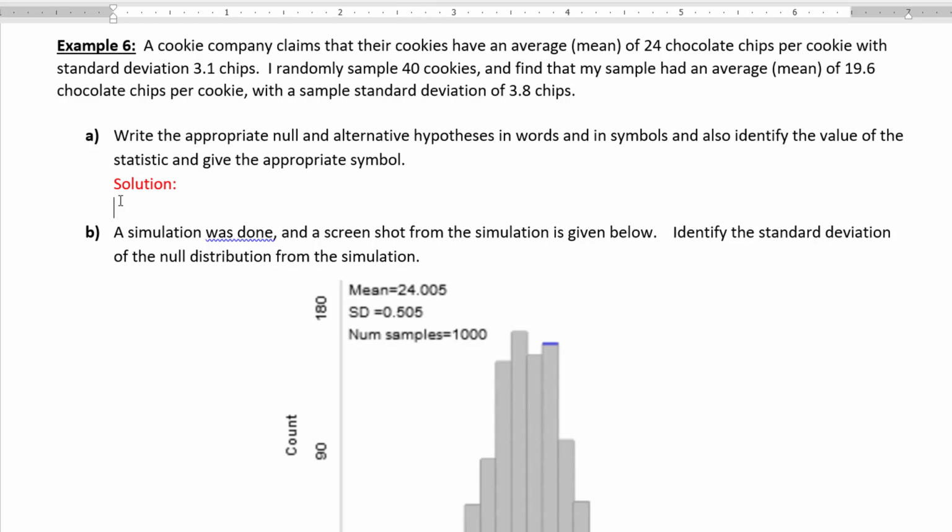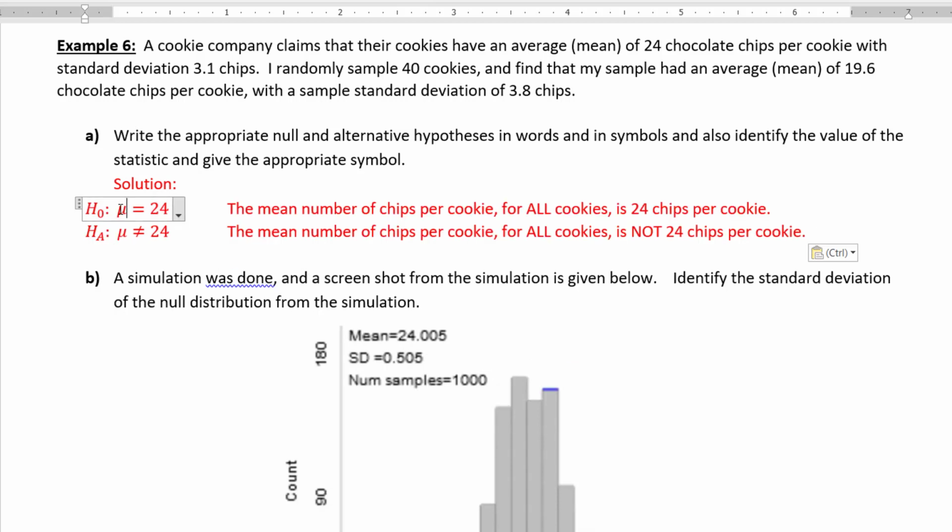So part A asks us to write the null and alternative hypothesis. So I would write that the null hypothesis is that the population mean equals 24. The mean number of chips per cookie for all cookies is 24 chips per cookie. And the alternative hypothesis is that mu is not 24. So the mean number of chips per cookie for all cookies is not 24 chips per cookie.